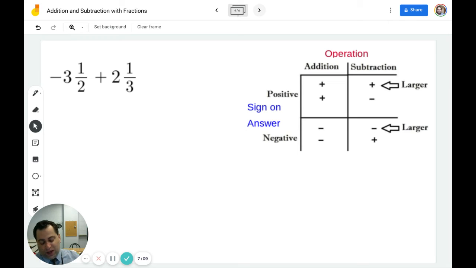What we have to do is multiply the whole number times the denominator and add the top number. So we have 3 times 2 is 6 plus 1 is 7. So my first number is going to be negative 7/2. In our second mixed number, we have 2 times 3 is 6 again, plus 1 is 7/3. But this time we have a positive.